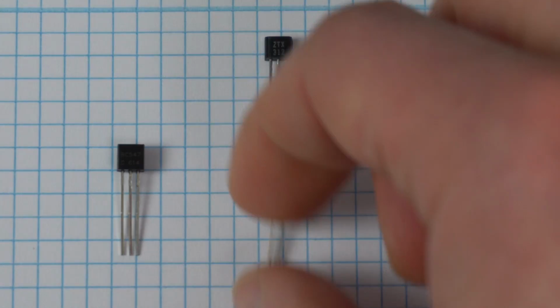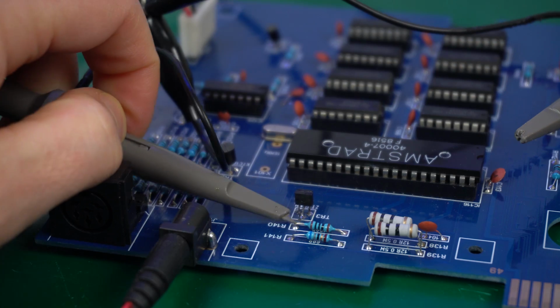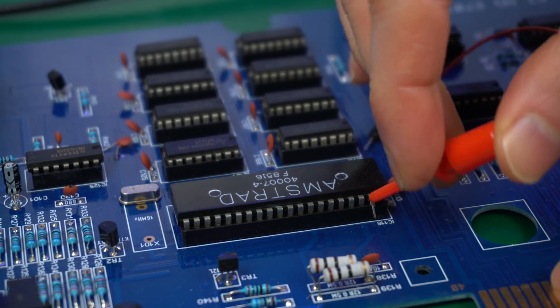Have you ever had to replace a transistor with a different one? Replacement charts can be hit or miss. So today we're going to learn how to pick a replacement that will work correctly.